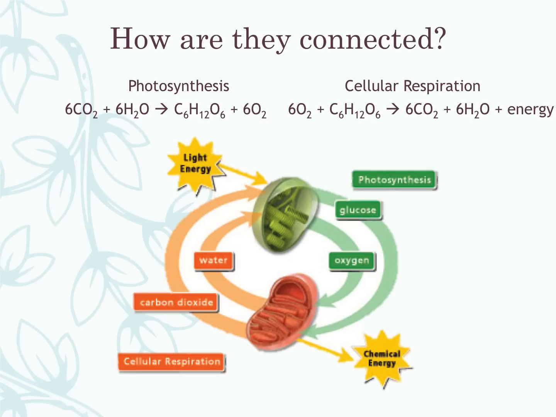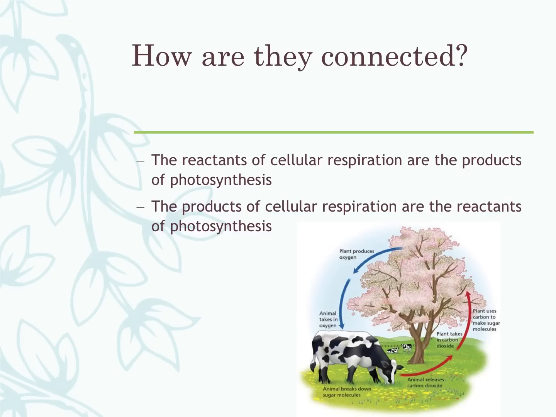So you can see the connection between the chloroplasts and the mitochondria. So that cycle is very dependent. One is very dependent on the other. Again, the reactants of respiration are the products of photosynthesis, and then vice versa, the products of respiration are the reactants of photosynthesis. So you can see that cycle there that's shown in the picture at the bottom. The plant produces oxygen, the animal takes in the oxygen, the animal breaks down sugars from the plants, animal releases carbon dioxide, plant takes in carbon dioxide, plant uses the carbon to make sugar.